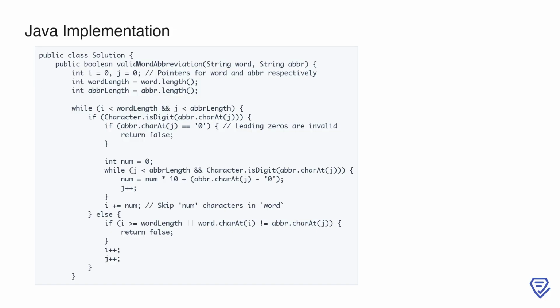If the current character in abbr is not a digit, we directly compare it with the corresponding character in word. If they don't match, or if i exceeds the length of word, we return false. If they match, we simply increment both pointers to continue processing the next characters.